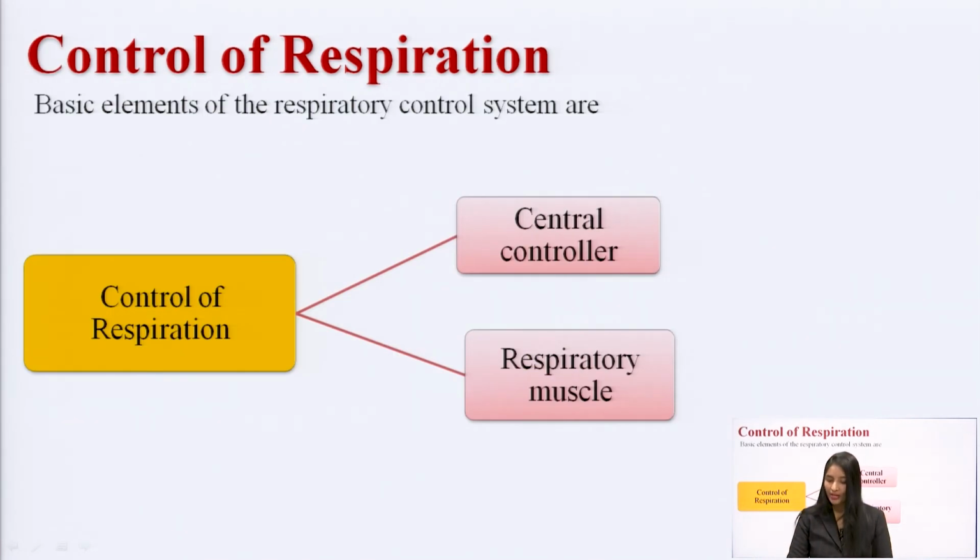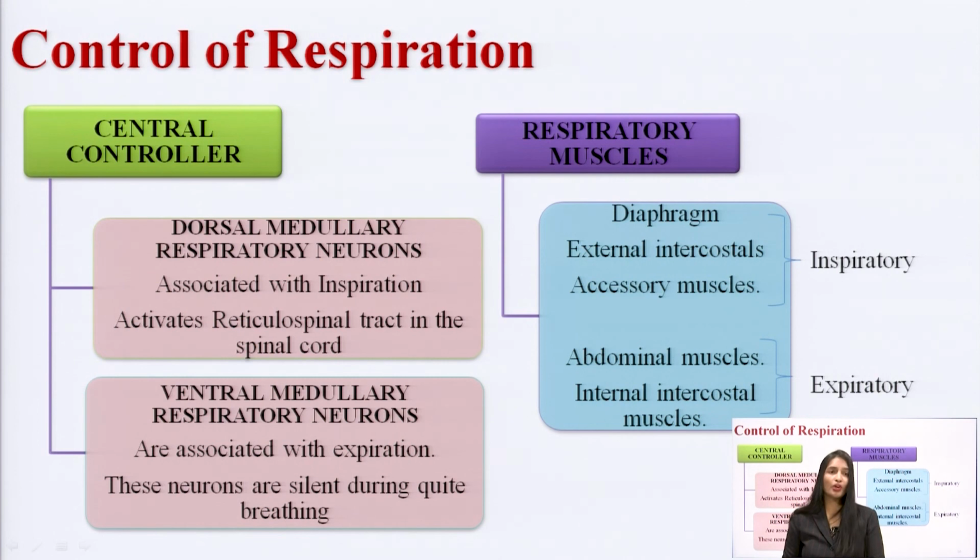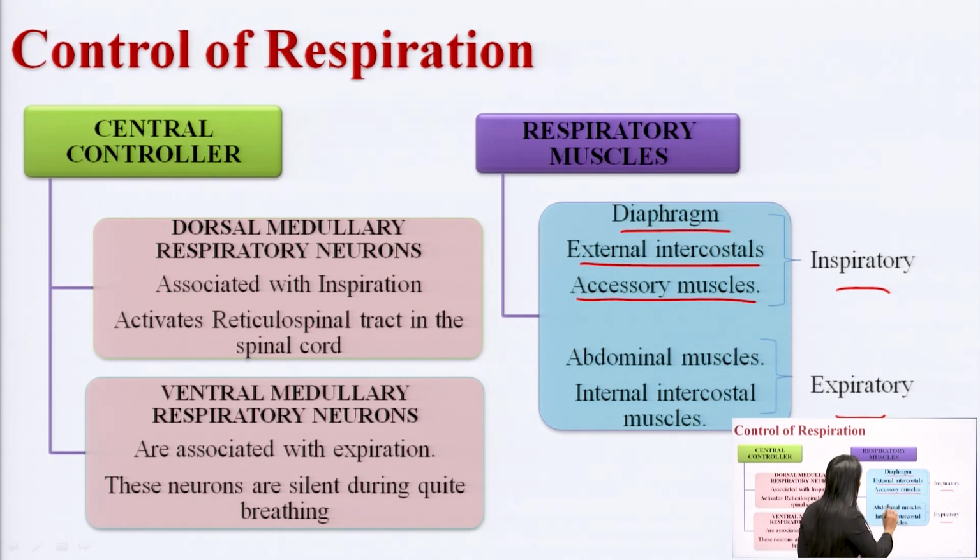And we will go on to the control of respiration. The control of respiration is divided into central control and respiratory muscles. The central control is further divided into dorsal medullary respiratory neurons and ventral medullary respiratory neurons. Finally, the respiratory muscles include the inspiratory muscles and expiratory muscles. The external intercostal muscles, accessory muscles and diaphragm are inspiratory, while the abdominal muscles and internal intercostal muscles come under expiration.